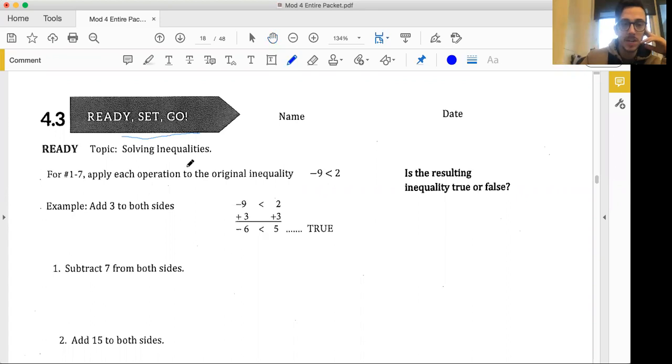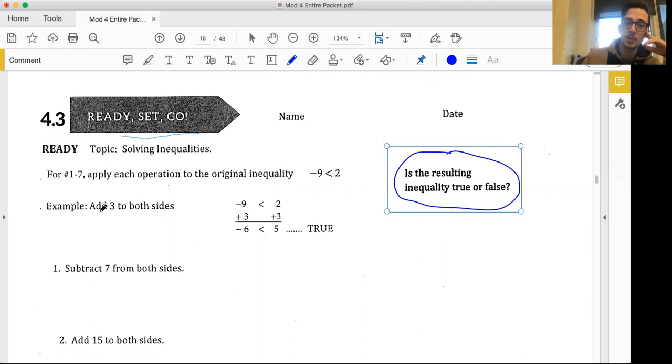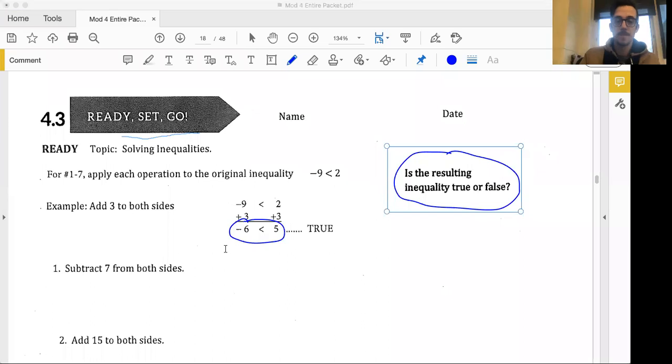For 1 through 7, apply each operation to the original inequality. Then ask yourself, is the resulting inequality true or false? In this example, we're adding 3 to both sides. So -9 plus 3, 2 plus 3 gets you 5. This is then claiming that -6 is less than 5. So that's what this is claiming. -6 is less than 5.